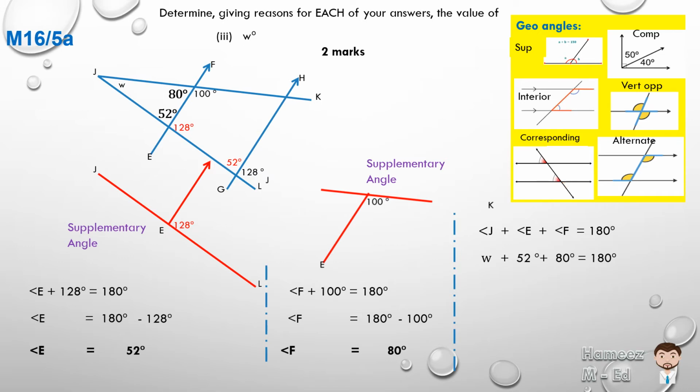So let's continue. W plus 52 plus 80, that's 132 degrees, is equal to 180. And if we want W alone, we want to solve for that. Let's get rid of the 132. It's on the left side, it's adding. When I carry it across, it will subtract. So W is equal to 48 degrees.